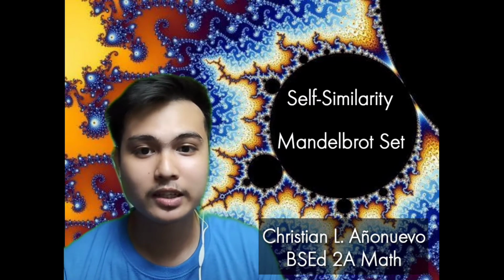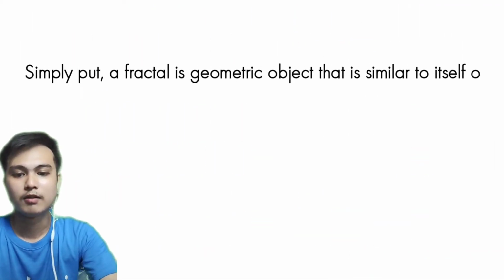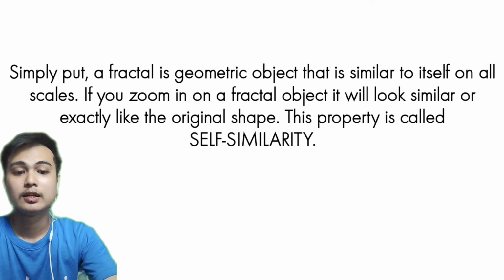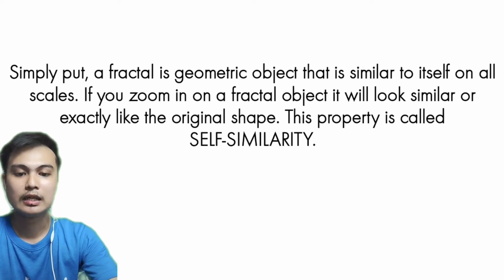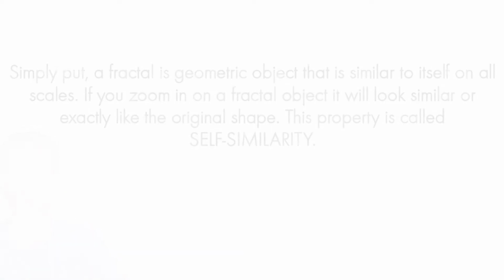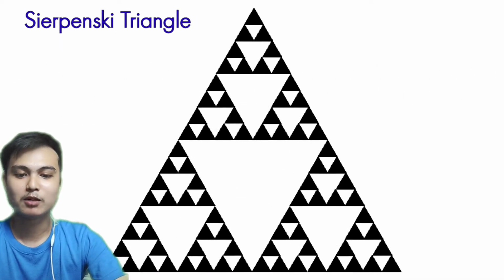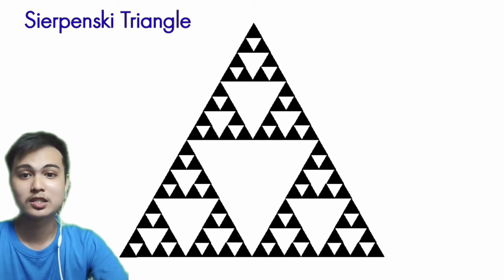So I am here to talk to you about Self-Similarity and the Mandelbrot Set. A fractal is a geometric object that is similar to itself on all scales. If you zoom in on a fractal object, it will look similar or exactly like the original shape. This property is called self-similarity. An example of a self-similar object is the Sierpinski triangle shown on the screen.